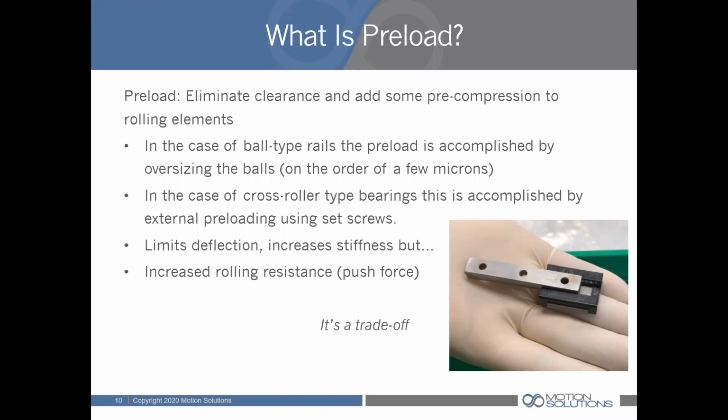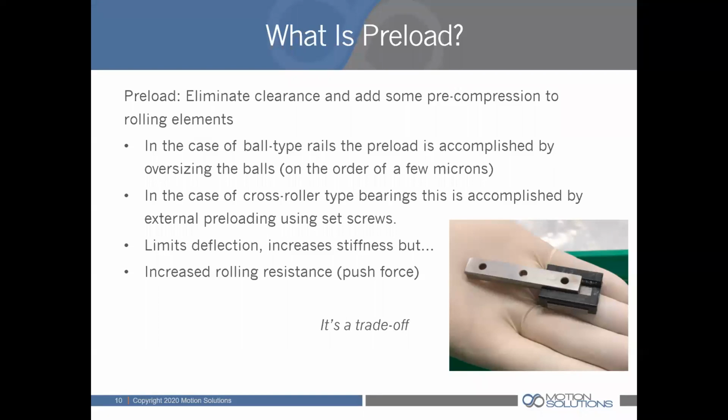Now this type, the preload is not built in. Though the cross roller type, unless you order it built into a table, you're basically designing it to be built into your system. Each rail is mounted, and as part of the assembly, you will be preloading that cross roller with set screws and doing it manually and setting the preload.